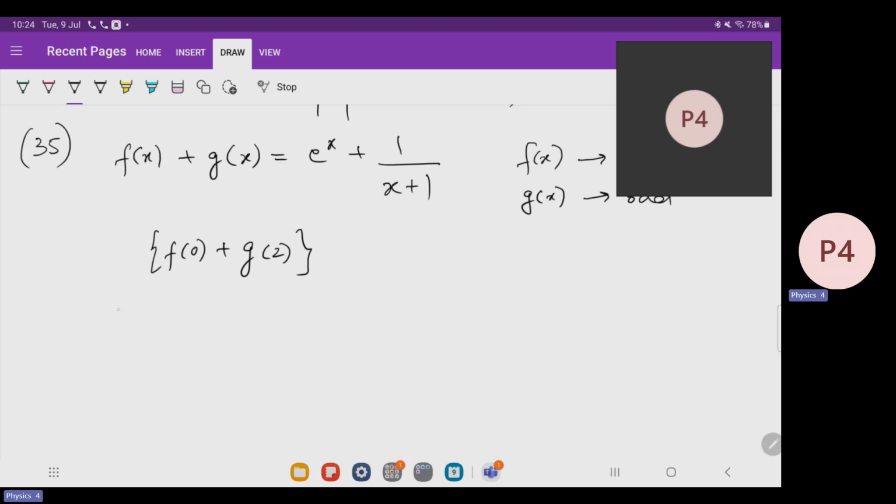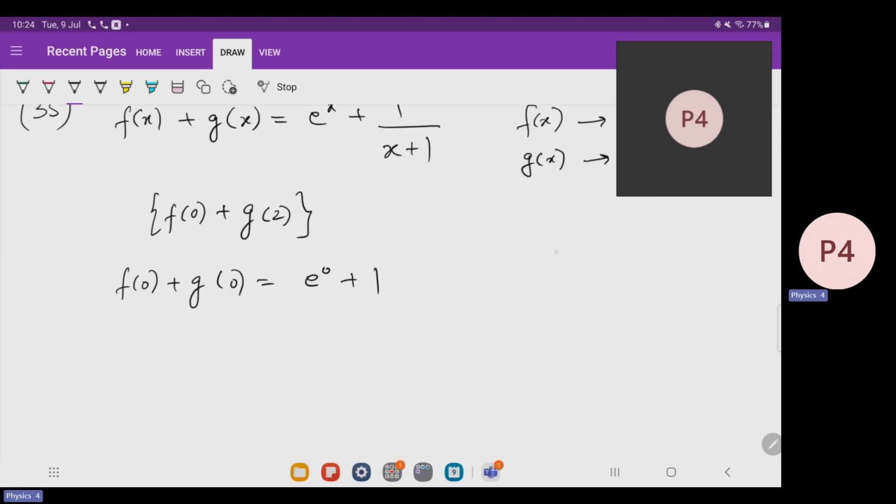Now, putting x as 0 in the equation, we will get f of 0 plus g of 0 is equal to e raised to 0 plus 1, that is 2. Sorry, g of 0 would be 0 since it is an odd function. Therefore, f of 0 will be 2.